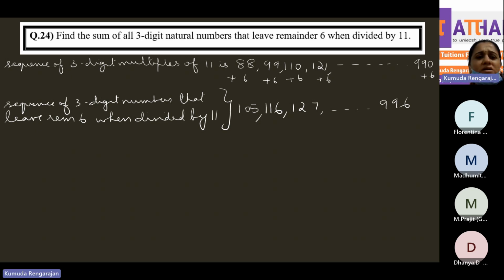Now answer the question. Find the sum. You should find the sum, not how many. The question is not how many numbers are there here, or how many numbers are there in the sequence. No, that's not the question. The question is to find the sum of all these numbers.